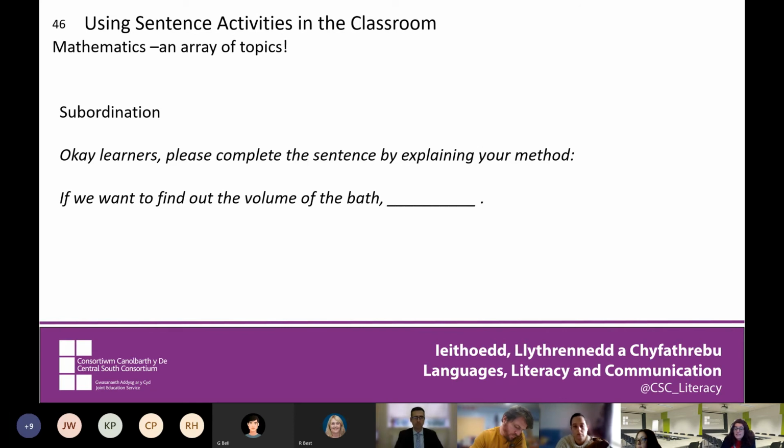Let's try it with subordination, just quickly. Okay, learners, please complete the sentence. If we want to find out the volume of the bath, blank. I don't actually know the question that I was thinking of here, but what I'm trying to get at is that the learners would have to explain their method, which you need to do for mathematics questions today anyway, so you can see that it works. It's giving them a springboard for adding information about how they'd work out the volume of the bath.